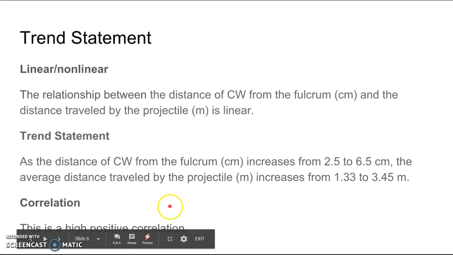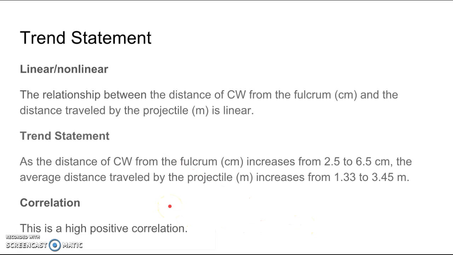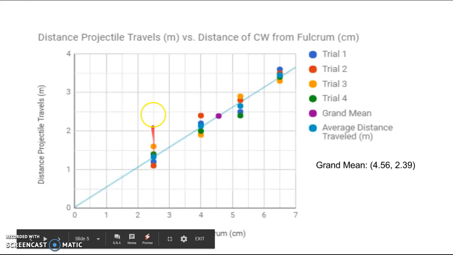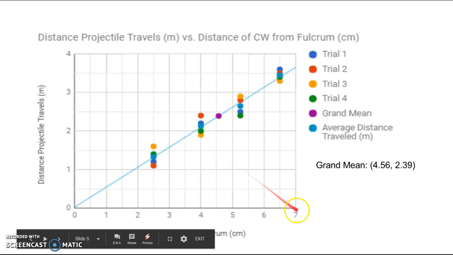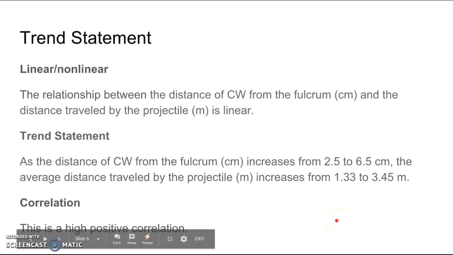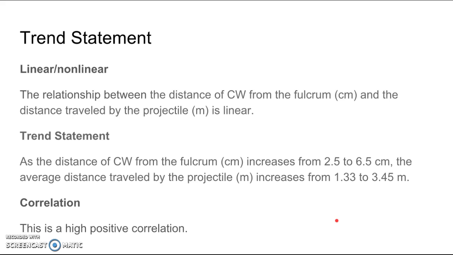And then, as we just said, this was a high positive correlation. I know that because when I look at my line, my points aren't all spread out. They're pretty close to the line, so I'd call that high. And it's going up as I move to the right, which is a positive relationship. If it were going down, that would be negative, but it is not. All right, so that's our trend statement. If you need to pause to make any changes, do so now.